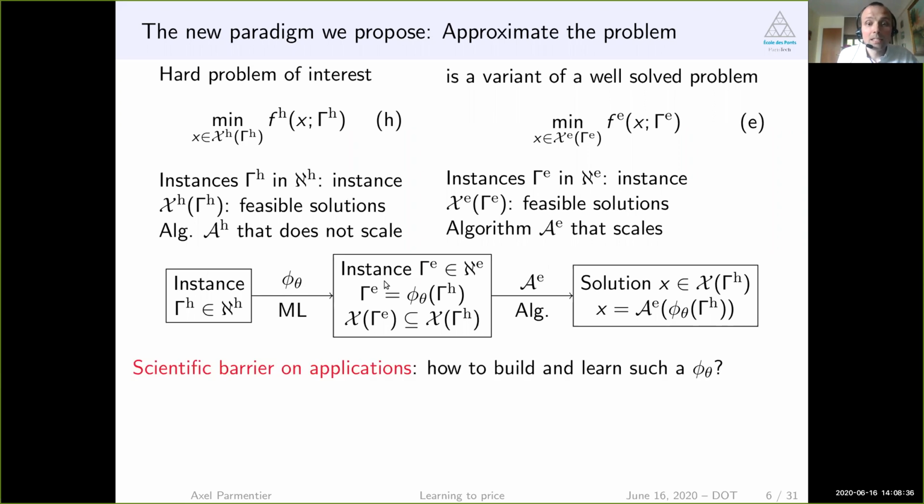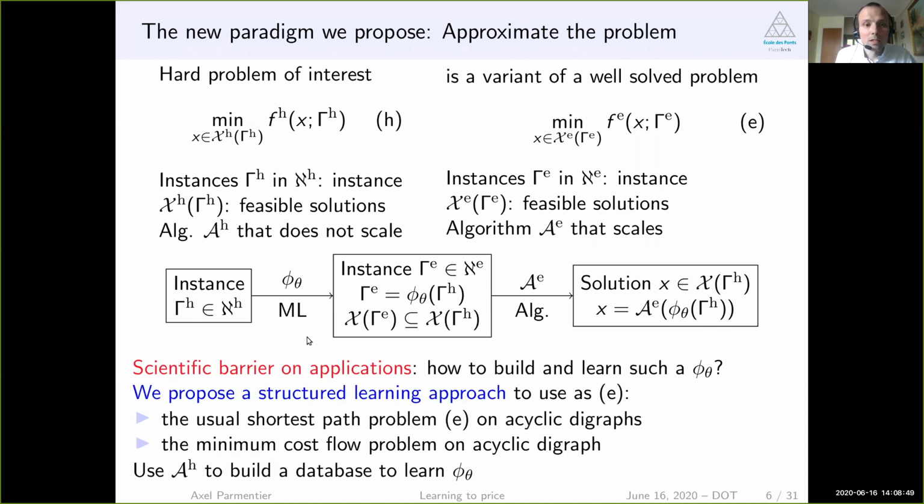So this raises several questions, and the main one is how to build and learn such a phi theta that will turn an instance of the hard problem into an instance of the easy problem. And we propose a structural learning approach that you can use when the easy problem is the usual shortest path problem on an acyclic digraph, or a minimum cost flow problem on an acyclic digraph.